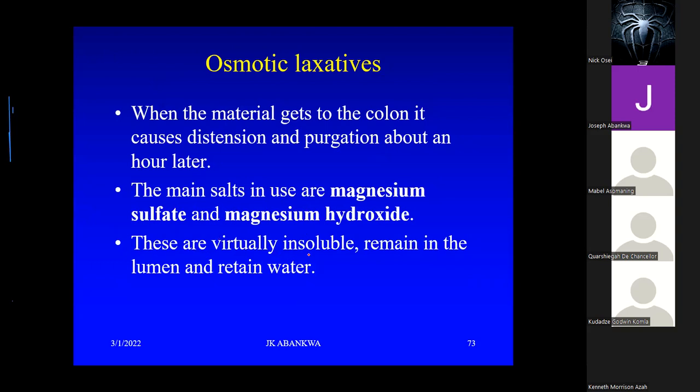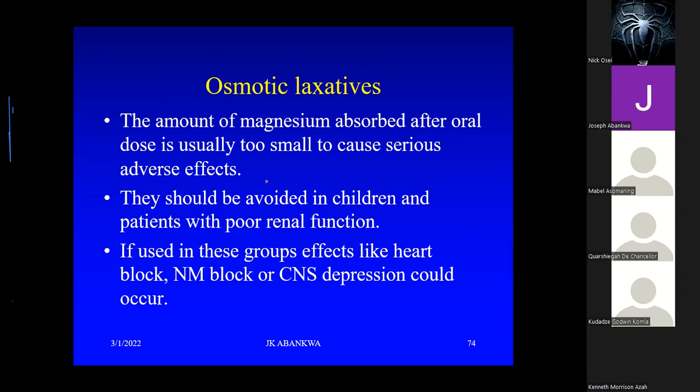These are virtually insoluble and remain in the lumen and retain more water. Remember, wherever salt goes, water follows. So these two cause retention of water in the lumen. With the osmotic laxative, the amount of magnesium absorbed after an oral dose is usually too small to cause serious adverse effects. They should be avoided in children and patients with poor renal function. If used in these groups, effects like heart block, neuromuscular blockage, or CNS depression could occur.